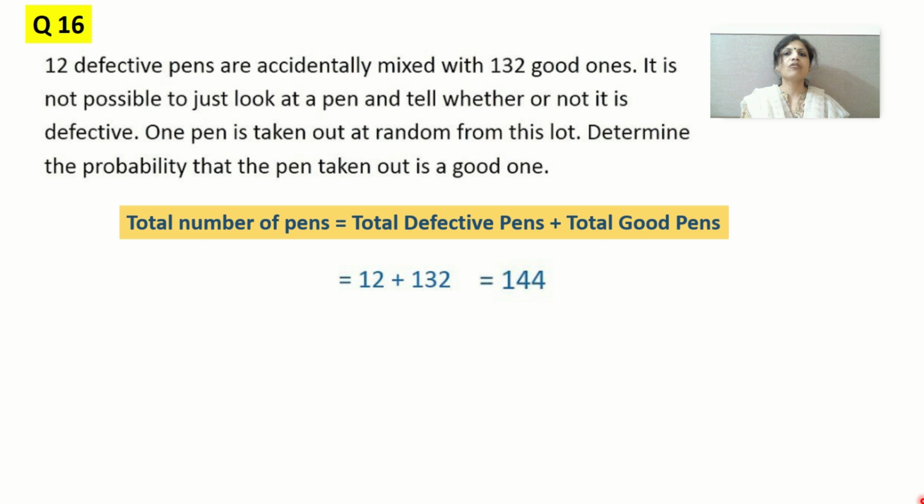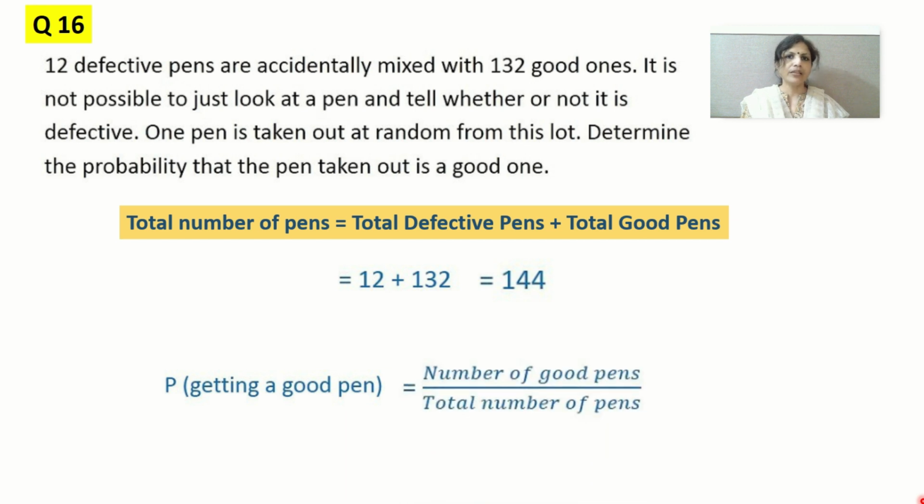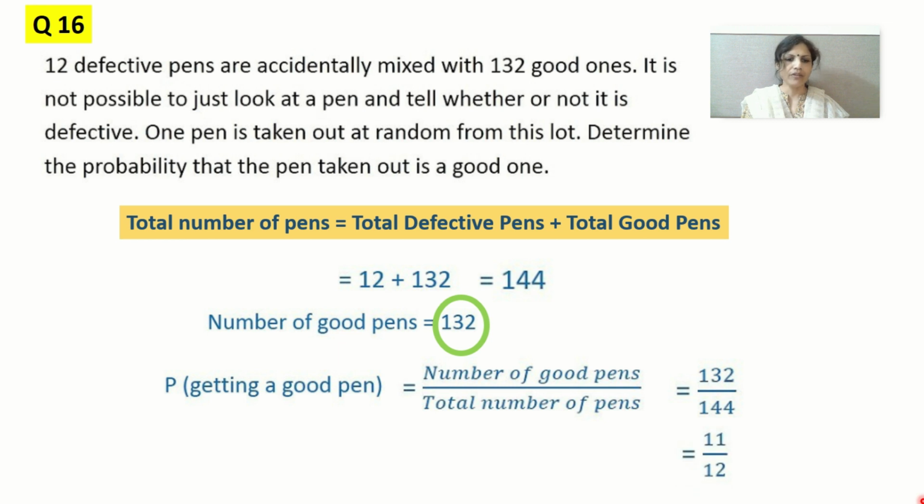So we'll just make use of our formula and find this probability. We'll write down probability of getting a good pen is equal to number of good pens upon total number of pens. Now total number of good pens are 132, which is given in the sum. So we will write this 132 upon total number of pens, 144. And if you reduce it to lower terms, we get the answer as 11 upon 12. So probability of getting a good pen out of total 144 pens is 11 upon 12.